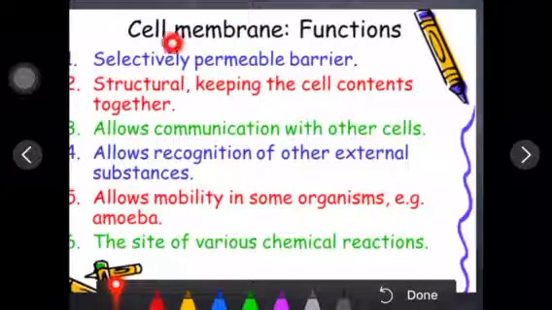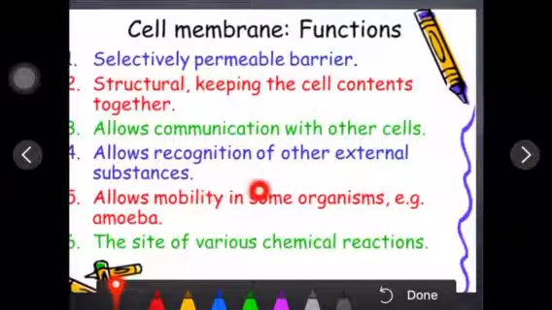Now let's see cell membrane function. It is a selectively permeable barrier, it means it will not allow all things to get inside or go out. It is selectively permeable, right? Barrier means it creates a barrier. It is structural, keeping the cell content together, allows communication with other cells, allows recognition of other external substances, and allows mobility in some organisms like amoeba. In amoeba, the cell membrane is helping in mobility.